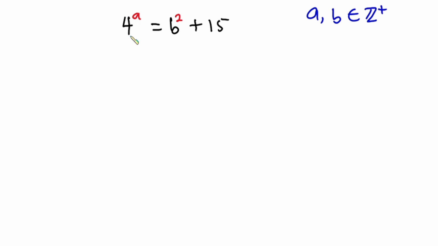Hello everyone, in this video we have this interesting problem. We have 4 to the power a is equal to b to the second power plus 15. And we have to find the values of a and b, where a and b are positive integers.